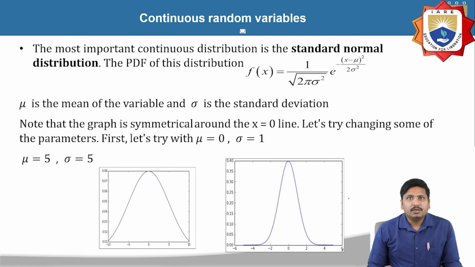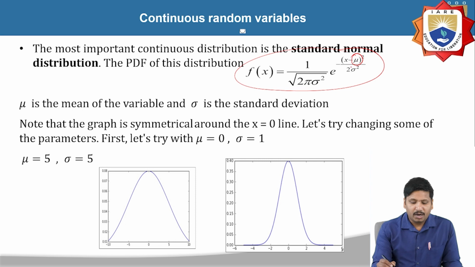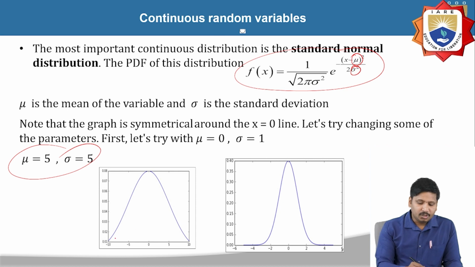The most important continuous distribution is the standard normal distribution. The probability density function of this distribution is given by f of x equals 1 by square root of 2 pi sigma square into e power minus (x minus mu) whole square by 2 sigma square, where mu is the mean value and sigma is the standard deviation. The graph is symmetric when x is equal to 0, and let us take the mu value and sigma as 1. After substituting mu and x equal to 5, initially this should be the curve, and later on the curve looks like an arrow.